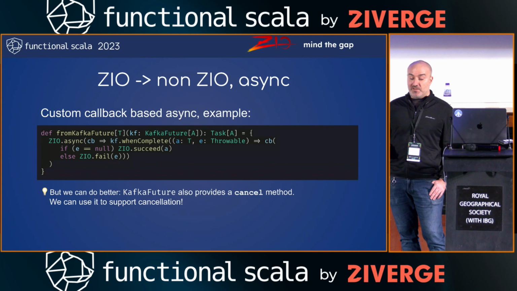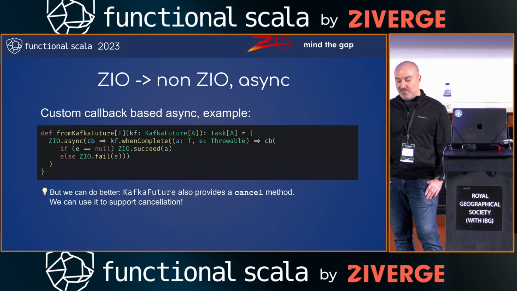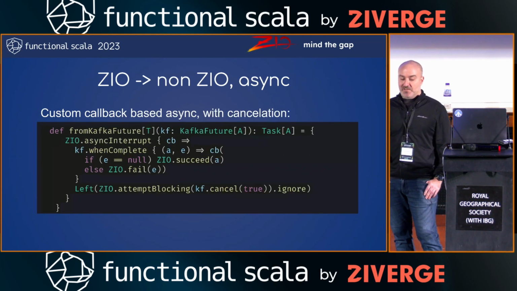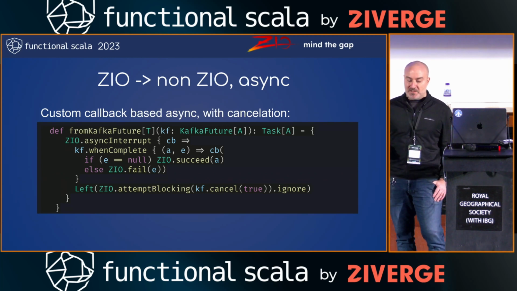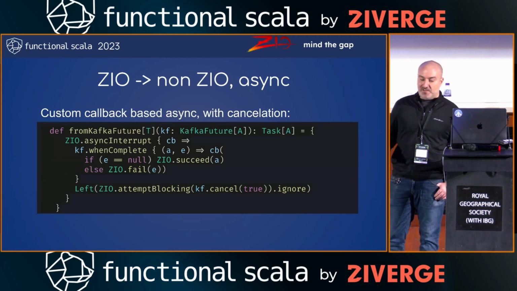But actually Kafka future also provides a cancel method, so it's better than a plain Scala future, and we can do a little bit better. There is a version called async interrupt, which looks even scarier, but it's basically the same thing, but you can also return, in this either, a left of either, a ZIO effect that will be called when ZIO is interrupted. In this effect we use attempt blocking, because maybe it's blocking, and we use the Kafka future cancel to cancel whatever operation was running for the Kafka SDK.